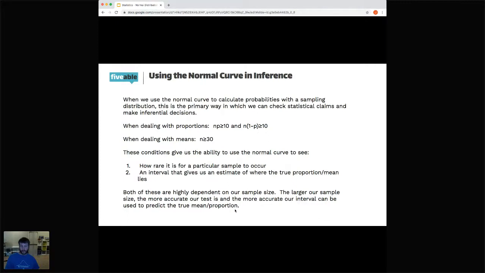A really big sample size is going to give us a smaller interval, which really helps us hone in on that true value we want. And then it's also going to make your test more accurate. It's going to make that p-value closer to what the population is.